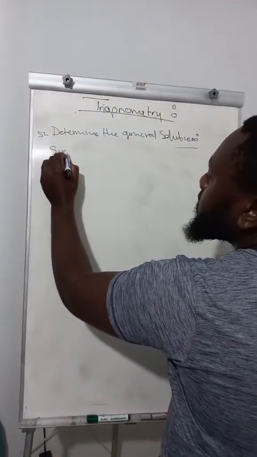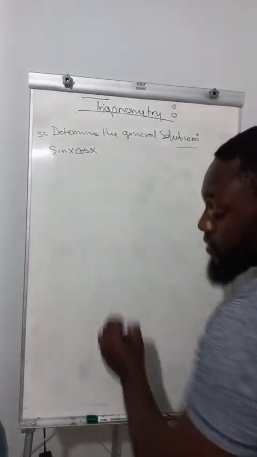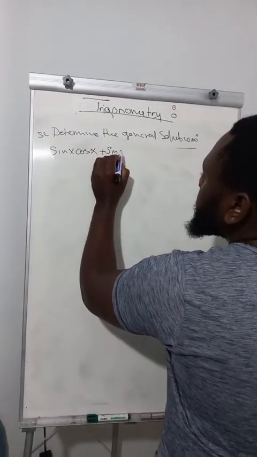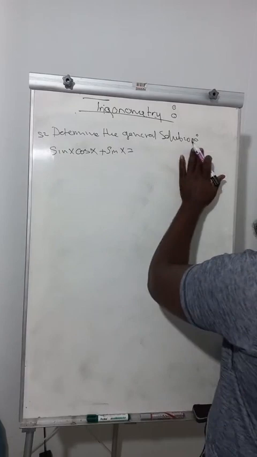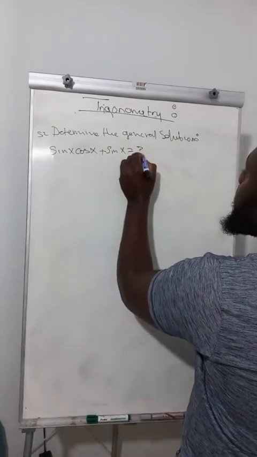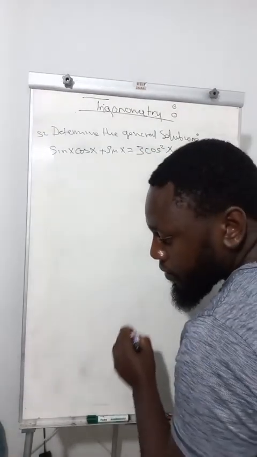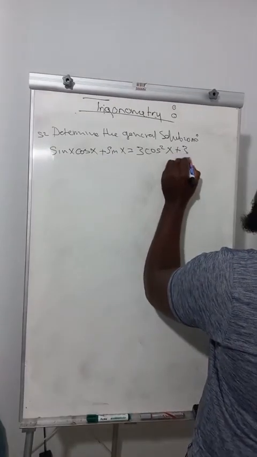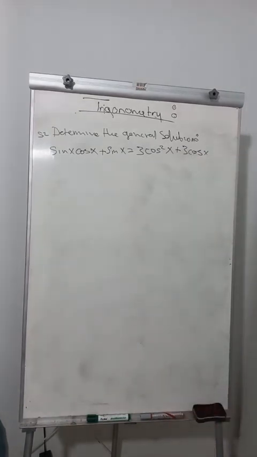I hope I'm seeing correctly: sine x cos x plus sine x is equal to 3 cos squared x plus 3 cos x. So you are having something like that.